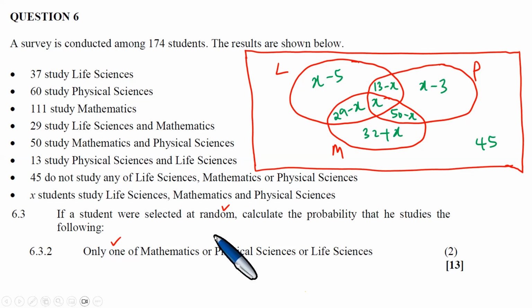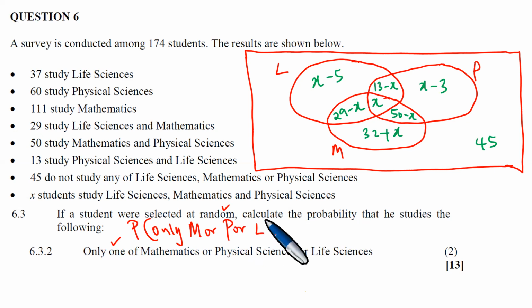We already know that the Venn diagram is like this. If a student was selected at random, calculate the probability that he studies only one of mathematics, physical sciences, or life sciences. What is the probability there? Right, the probability P of only math or physical sciences or L, life sciences. Life sciences you can say LS, or just L in short.